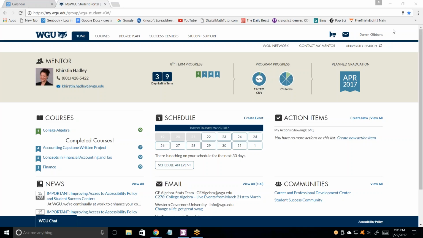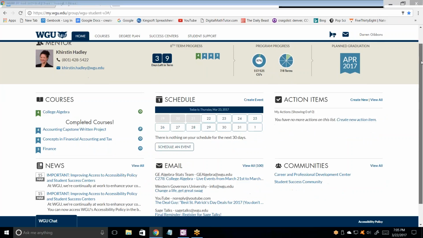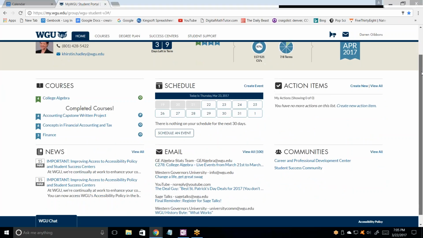It minimizes when you click on it, and then if you want to maximize it, you click on it again. Okay, got it. Now tell me where I should click on this page. There's only one course open, which is that college algebra to the left. Let me go ahead and click on that.